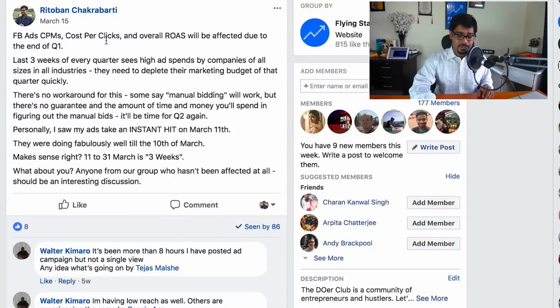So I actually did a post on this right here inside the Doer Club. I said FB ad CPMs, cost per clicks and overall ROAS will be affected due to the end of Q1. Last 3 weeks of quarter sees high ad spends by companies of all sizes in all industries. Now, this is not necessarily true because some industries are more affected than others.